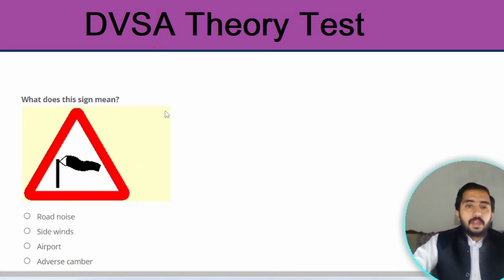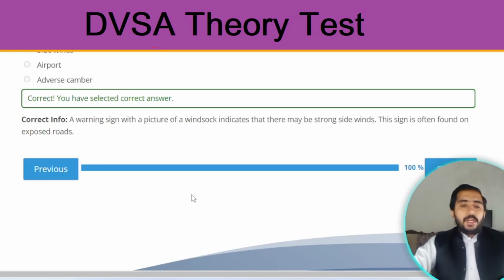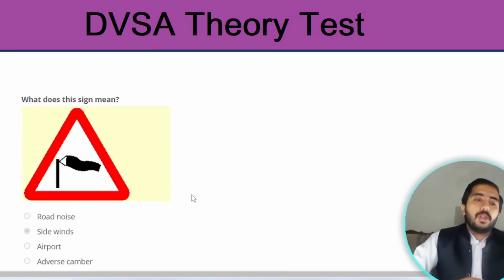And guys, this is the last question of this quiz, and this last symbol is represented by side winds. We have covered all the questions related to the road and traffic sign test, and in our upcoming videos we will cover all other remaining categories.